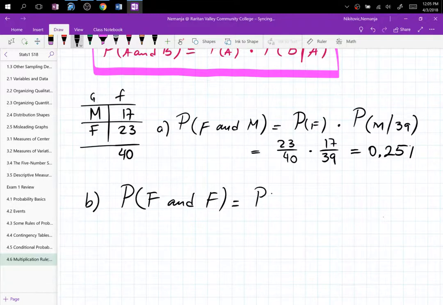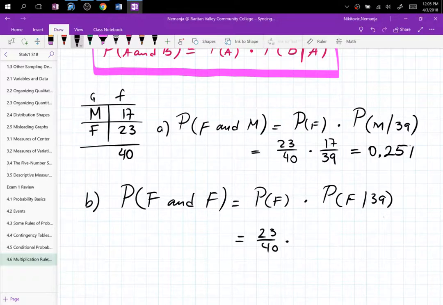So that's going to be the probability of a female times the probability of a female given 39. So 23 over 40 times 22 over 39. And that is going to give us again some numbers.